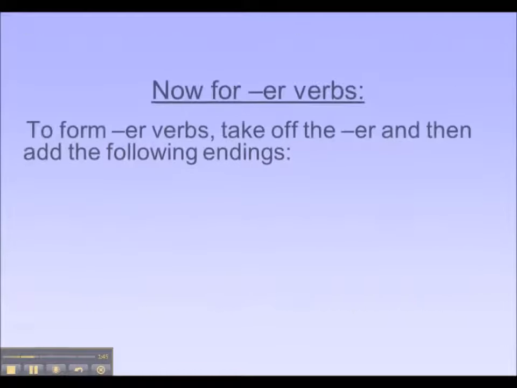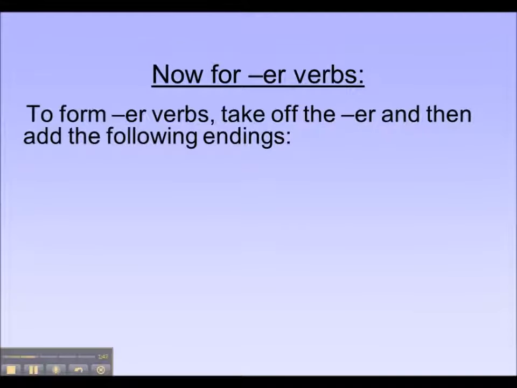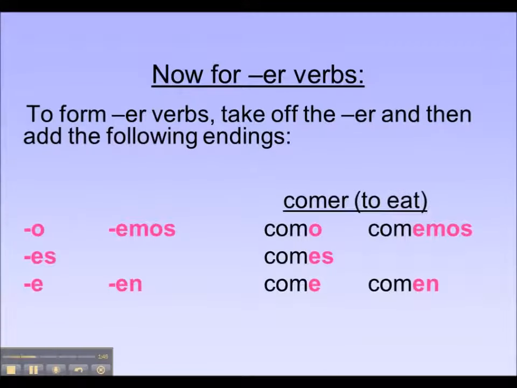So let's get started. To conjugate ER verbs, you kick off the ER and you add the appropriate endings. ER verb endings are o, es, e, emos, en. And we follow these in the same order as always. So the yo form goes with o, the tú form goes with es, the él, ella, usted form goes with e, the nosotros form goes with emos, and the ellos, ustedes form goes with en.